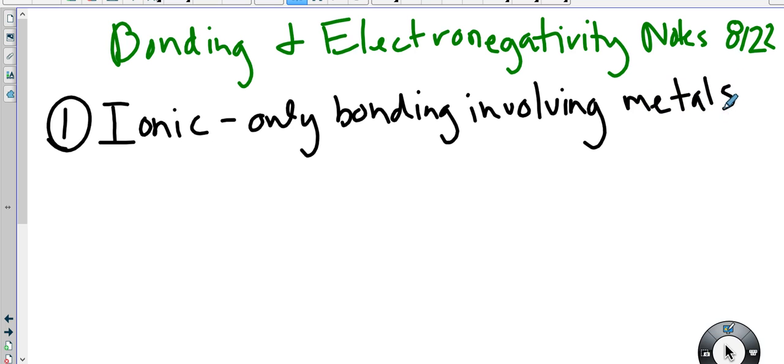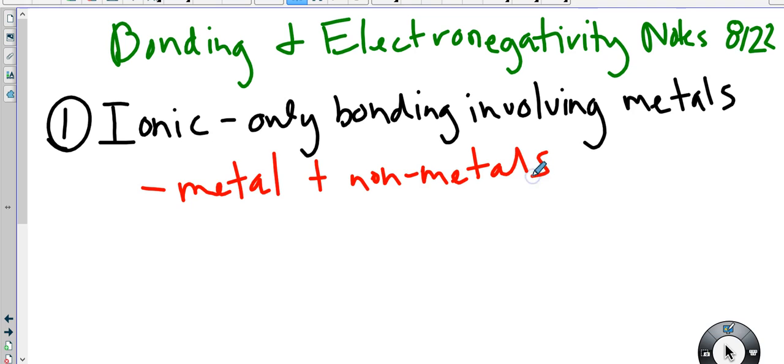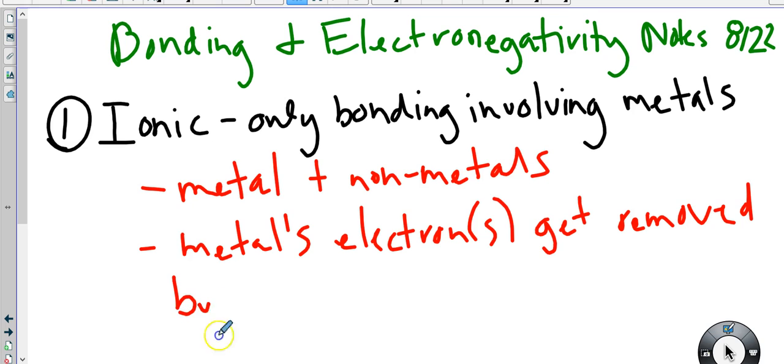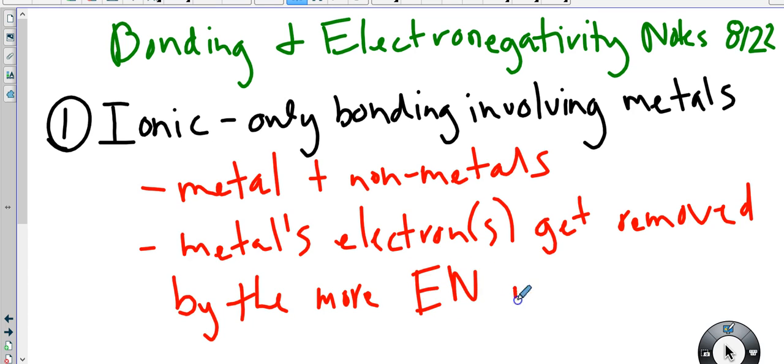Okay. So this is the only bonding involving metals, and it's basically going to be a metal plus a nonmetal. And what occurs is the metal's electron, and it could be more than 1 electron, it could be 2 electrons, the metal's electron or electrons get removed by the more electronegative, can I put down En for electronegative? Non-metal.